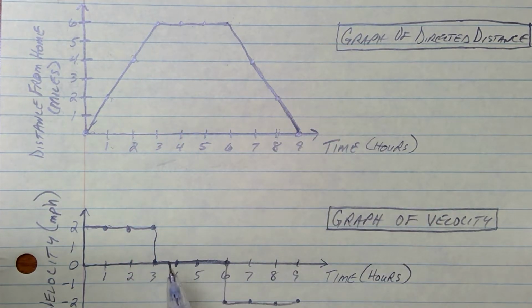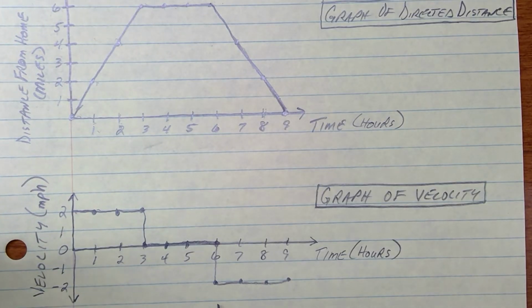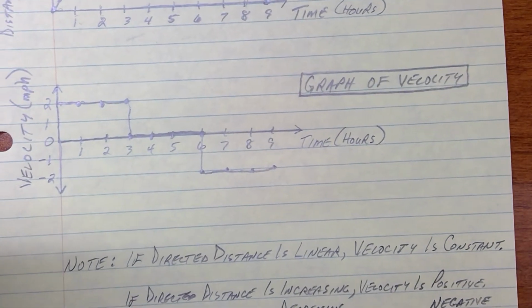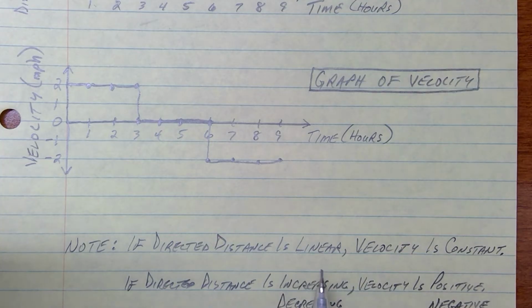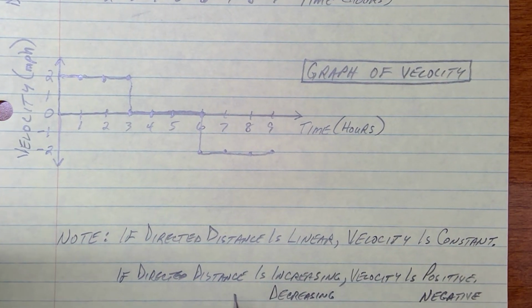Here it's constantly 0. And if your directed distance is linear, if it's a line, your speed, there I said speed again, your velocity will be constantly -2. So a good note is if directed distance is a line, your velocity will remain the same, will be constant. If directed distance is increasing, that's going uphill, well then your slope, think slope is positive, so your velocity is positive. If your directed distance graph is decreasing, that means going downhill, well then your slope or your velocity would be negative. That makes sense.